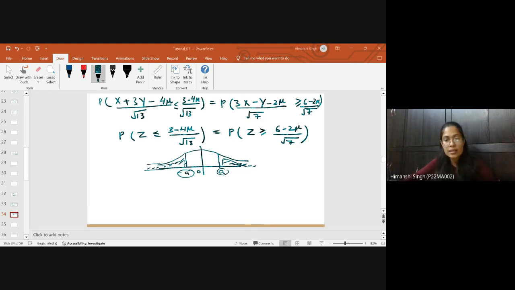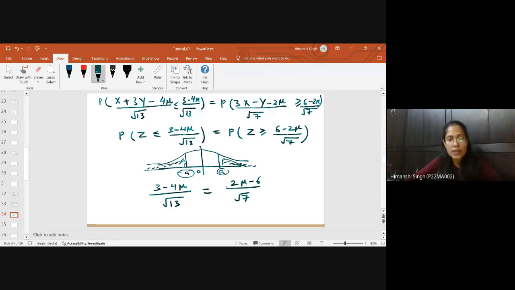Is this clear? Yes, ma'am. So then what I can say is that (3 minus 4 mu) by root 13 is equal to (2 mu minus 6) by root 7. I'm just taking the negative of this quantity. You can take it in a different way also, because you do not know what A is and what minus A is. So this will be the negative of each other.